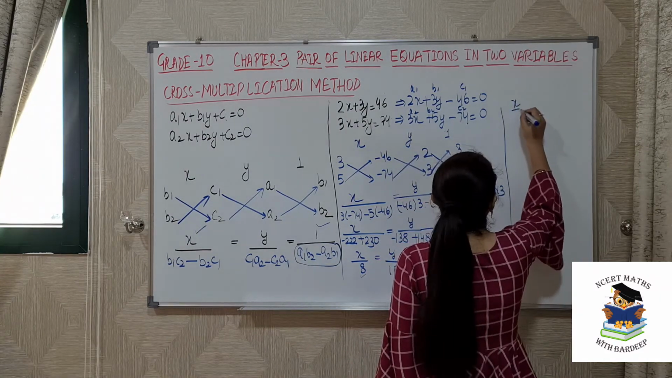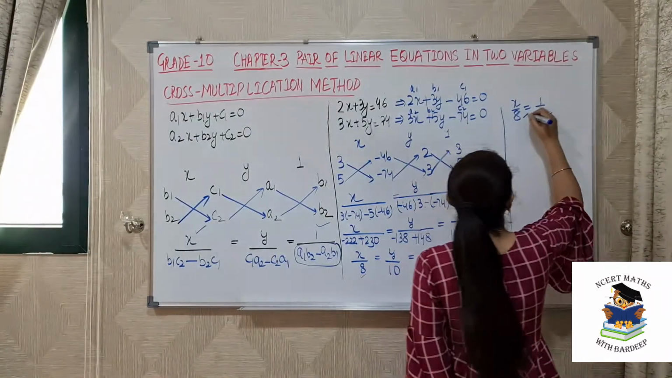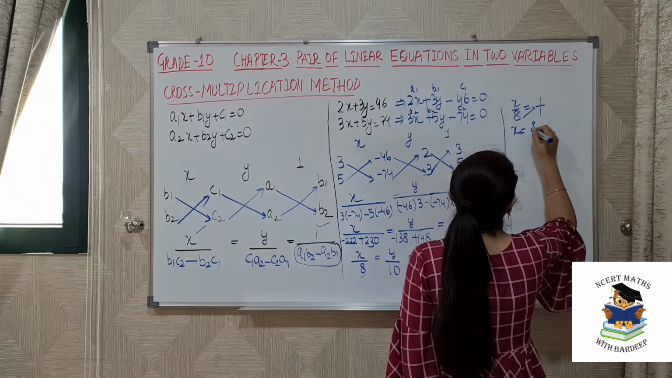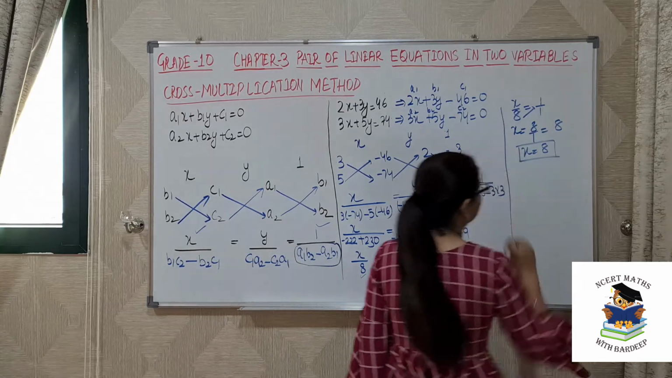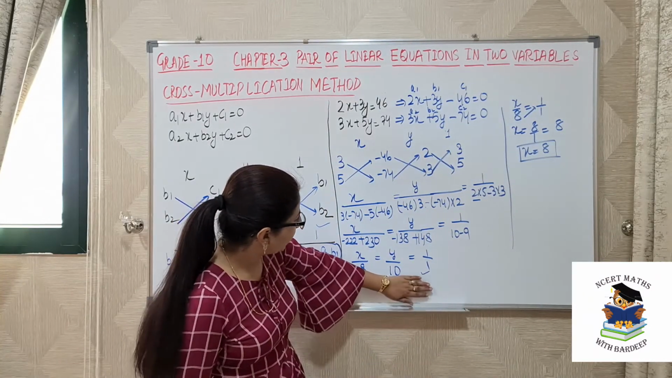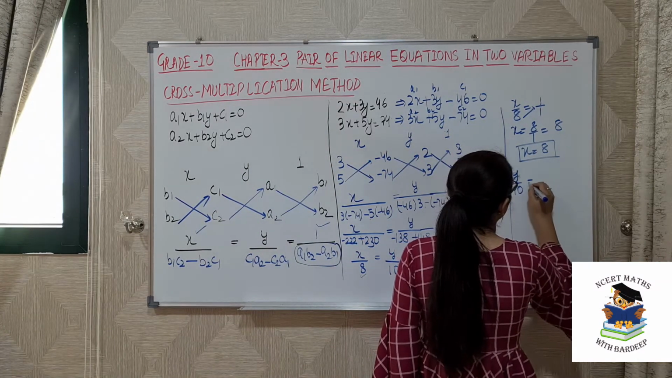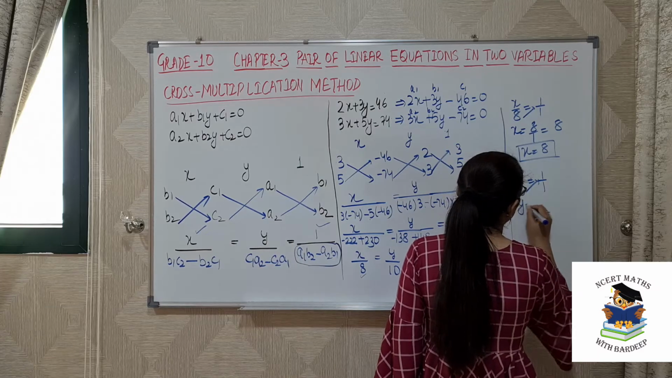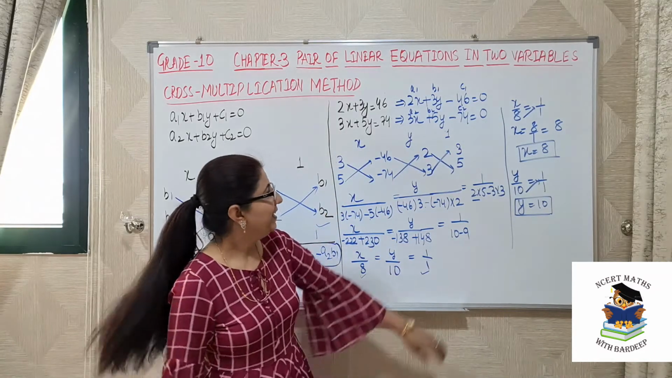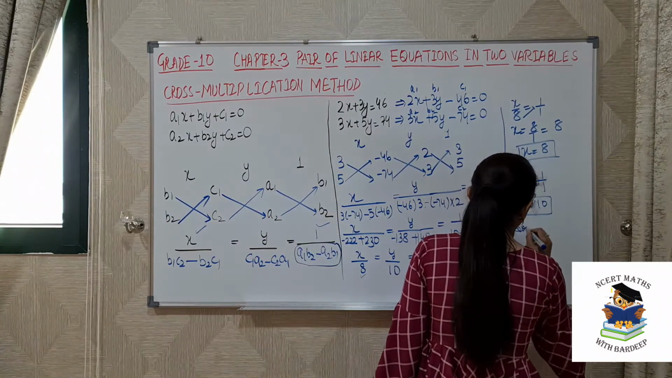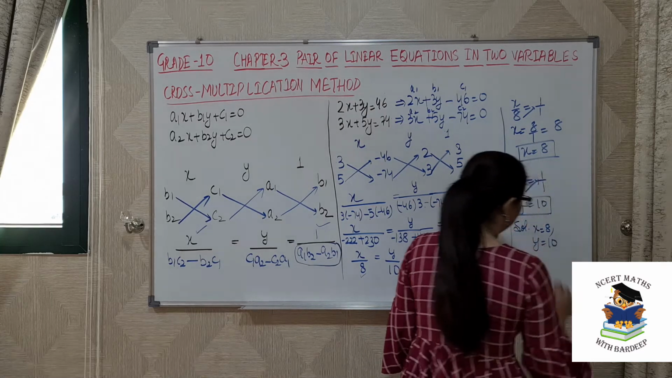So this is x over 8 equals 1 by 1. Again cross multiply, so x is equal to 8 over 1, that is 8. So what is the solution? x equals 8. For finding y, we use the second and third. So y by 10 equals 1 by 1. Again cross multiply. That is why the name of this method is cross multiplication. So this is the solution of the given pair: x equals 8 and y equals 10.